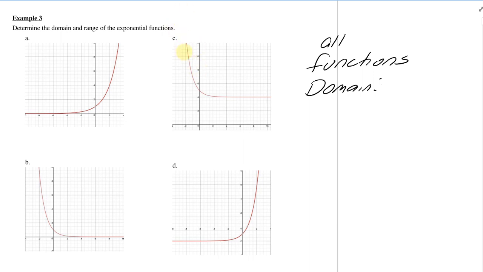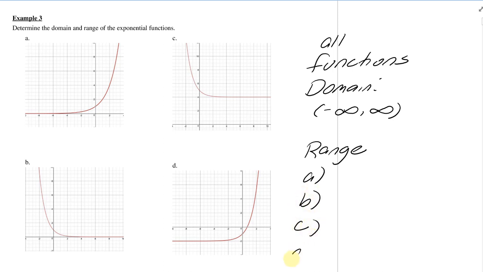So the domain for all of these is going to be negative infinity to positive infinity, but the range is going to be the harder part. So we'll do A, B, C, and D. Okay, so the range, now we're talking about y values. We know that these lines have an asymptote, so they won't cross. Now we just have to figure out what that asymptote is. As I go from the bottom to the top, it looks like here the x-axis is the asymptote.